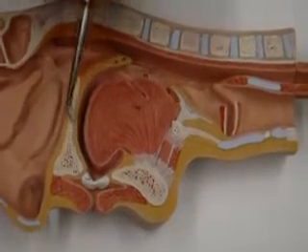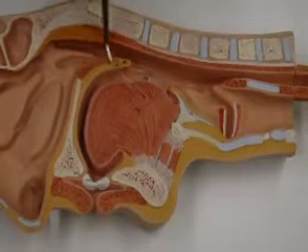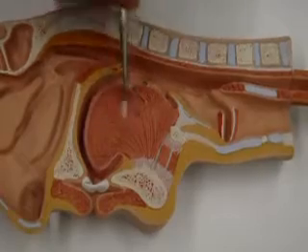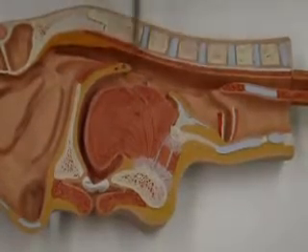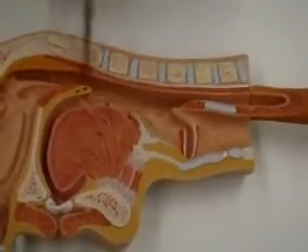You can see the hard palate above that. There's a soft palate here. This is the uvula right there. This is the tongue right there. And then this whole section here, this opening here, is our pharynx.